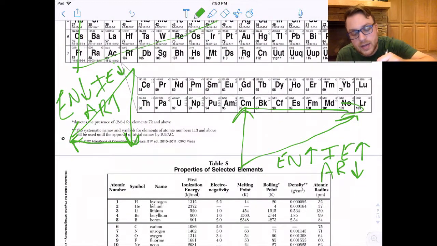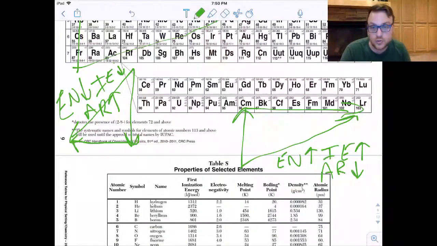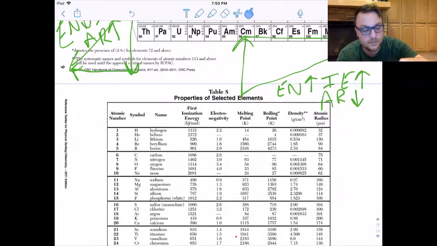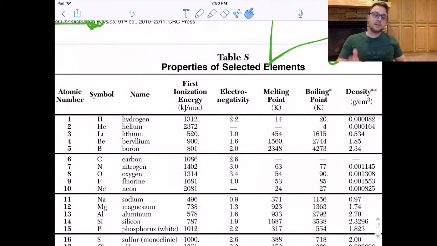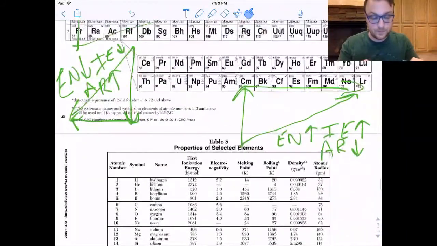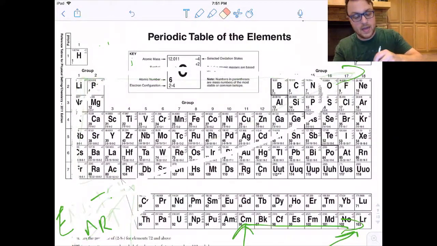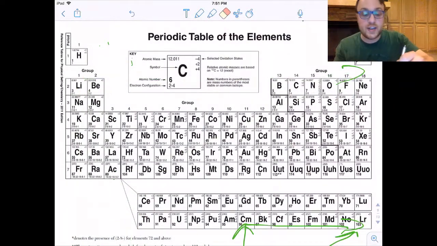Now, Regents Day gets here. It's June 20th. You just took a bunch of Regents. Summer is literally staring at you through the doors of the gymnasium. What if you forget these trends? You can always look them up on Table S. So, let's say, for example, that a question is asking you to compare the electronegativities. It wants to know the general trend of electronegativities in period 4.